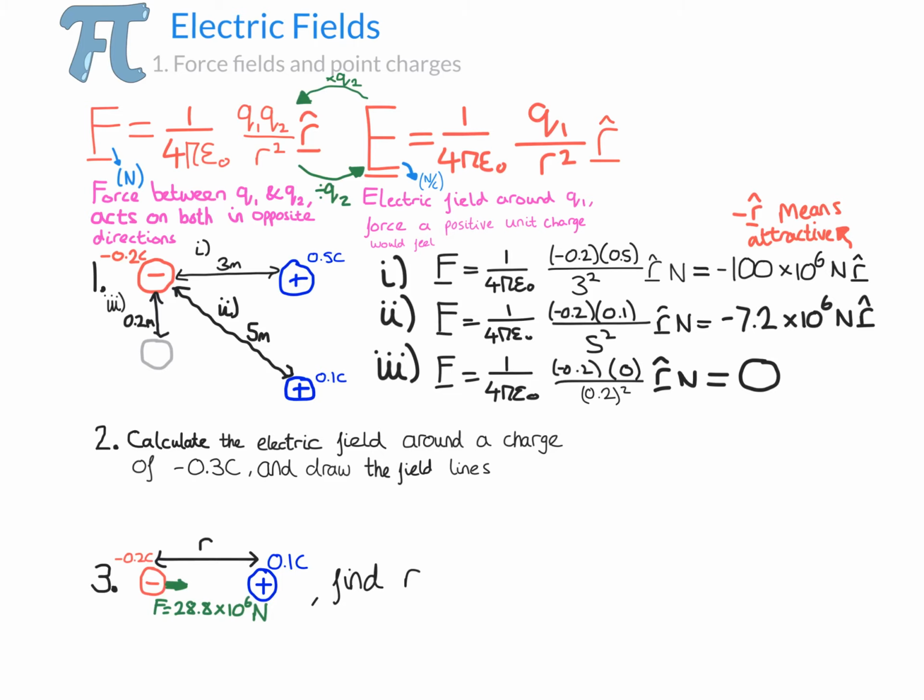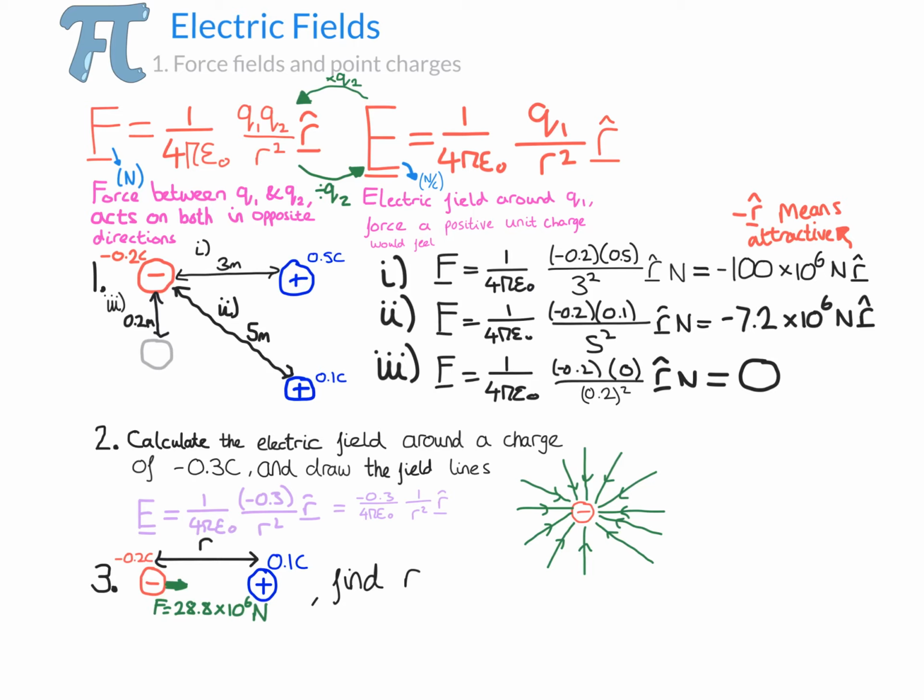For question 2, we are asked to write the expression for the electric field around a negative charge and to draw the field lines. Here we again must remember to include the r hat and the negative. This now says the force points in the negative r hat direction, which will be towards the charge. This means that a positive unit charge will be attracted to a negative charge, which is what we expect. Now we just need to draw the field lines, indicating that it is stronger closest to the charge than further away.